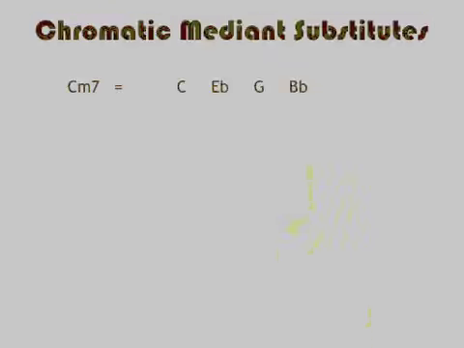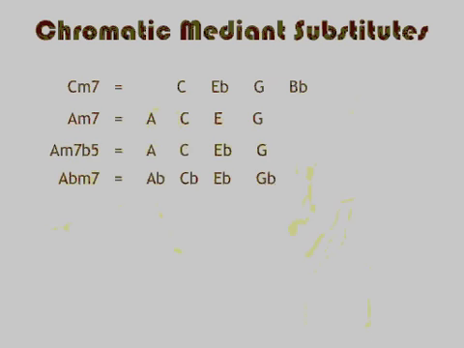All right, chromatic mediant substitutes are where you use chords which are of the same basic type as the original chord. In other words, either minor or major, depending on what you start with. And then you add the sevenths on from there. So in this case, there are two chords that we could use that go with the C minor chord, C minor 7th. One would be A minor 7th, and one would be A flat minor 7th. Those are both down a third. One is down a major third, one's down a minor third.